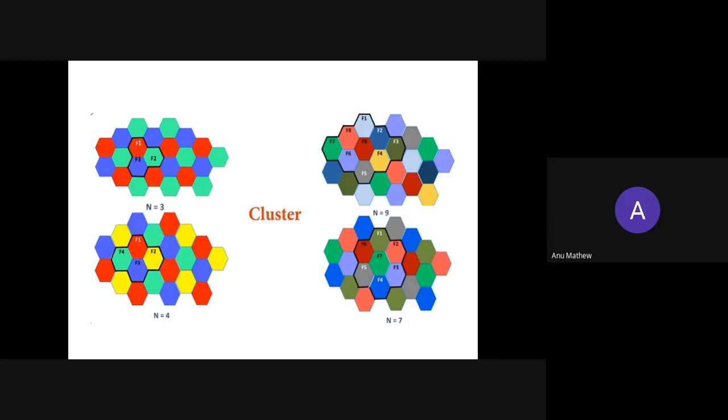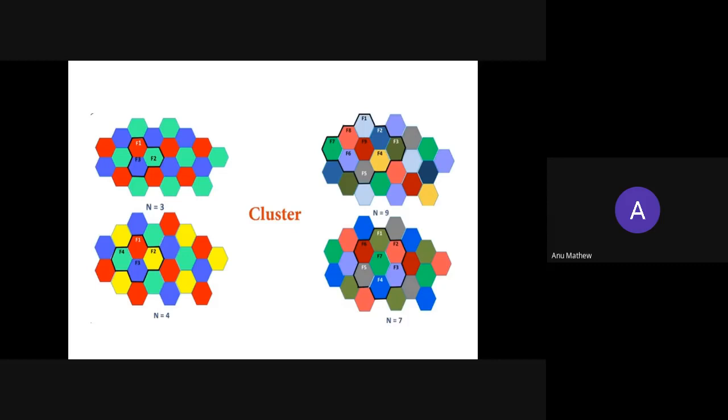So, if the number of cells in a cluster is low, then the channel capacity will be high. Again, we can see that if the number of cells in a cluster is small, then the cochannel distance will be less.